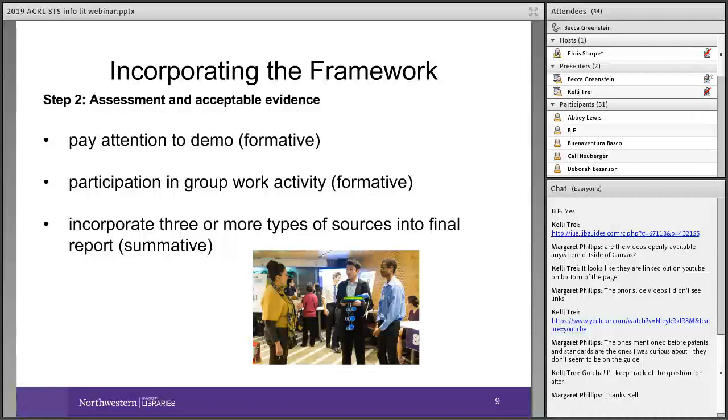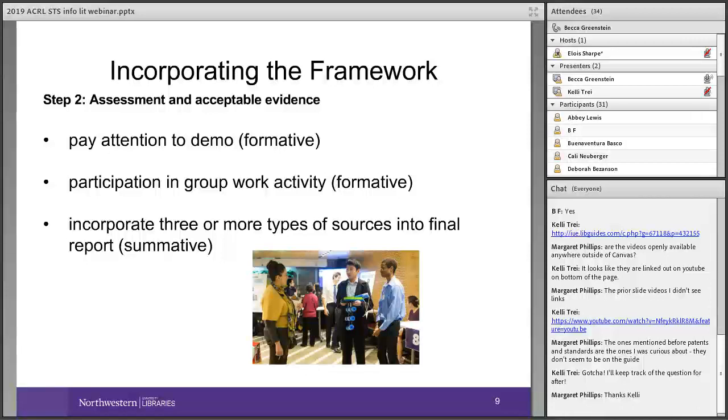So this is something that we do in class. It's pretty short. It's not very involved. This is just me observing, or the instructor, I should say. The second one was participation in the group work activity that I would have them do in this session. Again, formative, pretty bare bones, not deep at all.